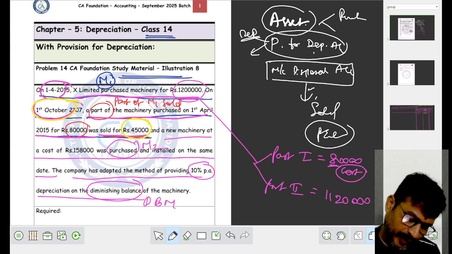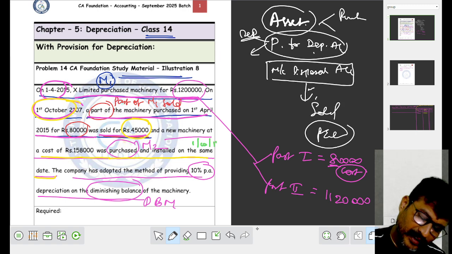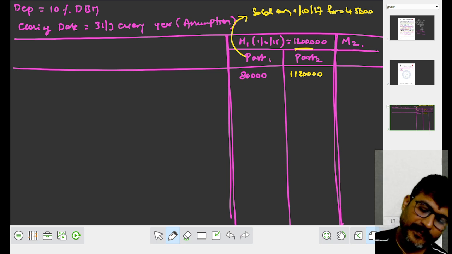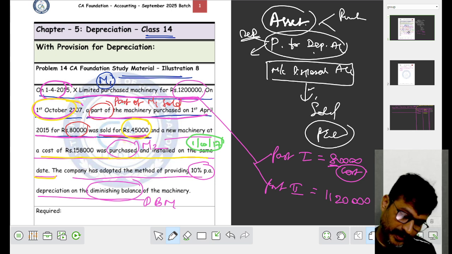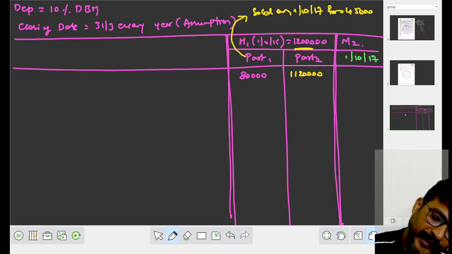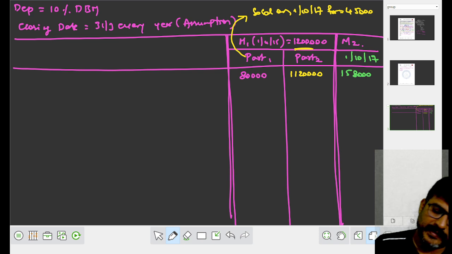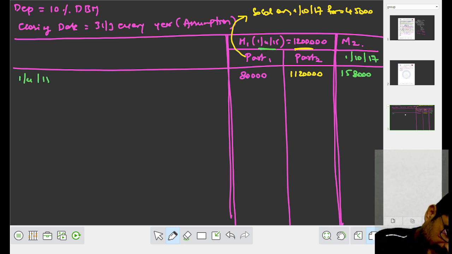Then a new machinery at the cost of 1,58,000 was purchased and installed on the same date. On the same date means what date? It is 1st October 17. New machinery is purchased for 1,58,000. Fine, this is what the problem is. Now what date should I write? 1st April 15. We have to write the cost.